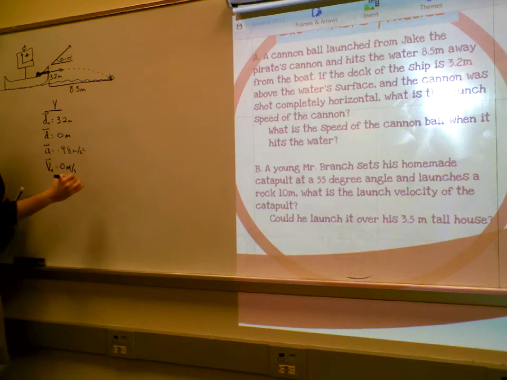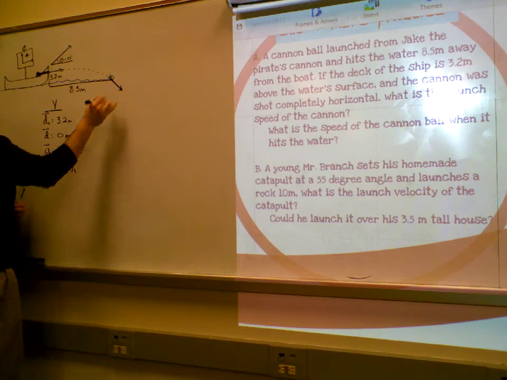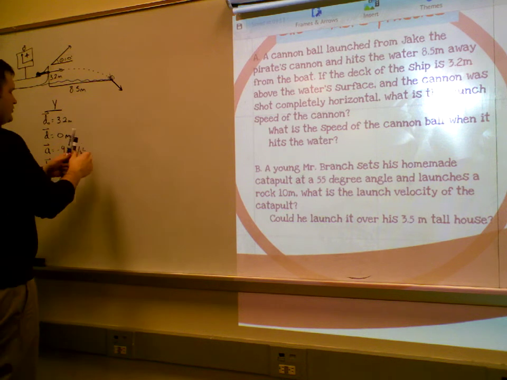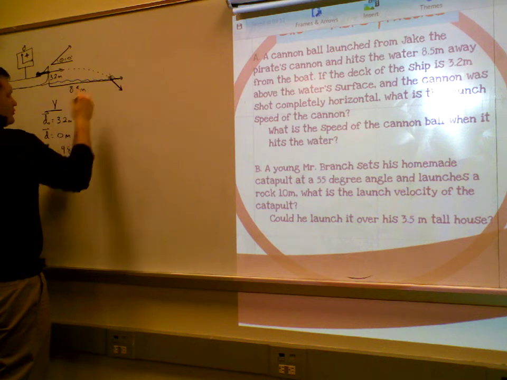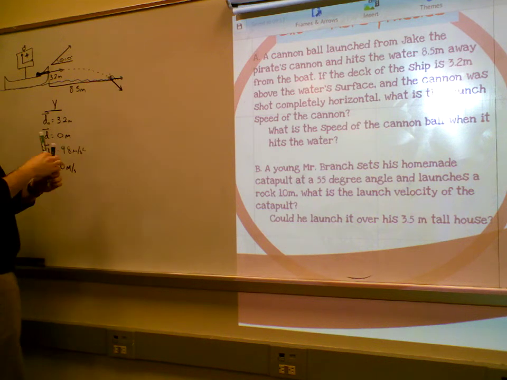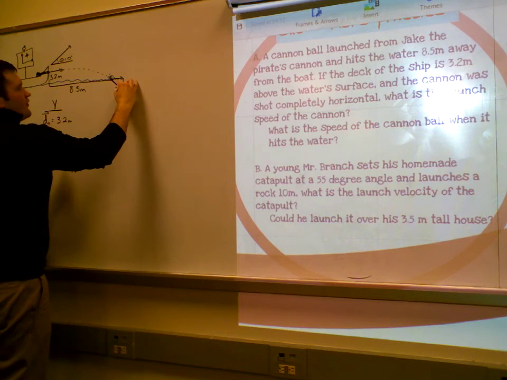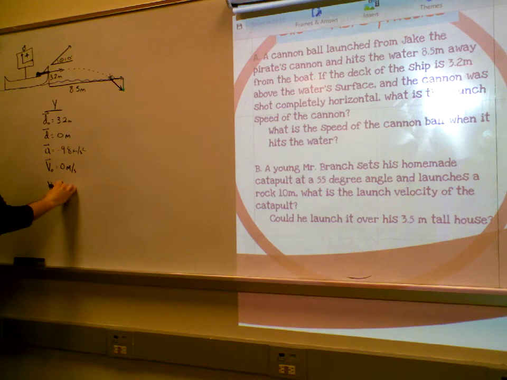Now, the moment before the cannonball hits the water, the cannonball is going to be traveling at this angle. Will there be a y component of this velocity? Yes. If I look, we could have this be the x component, and the y component would be this right here. So is our v final in the y direction 0? No. Do we know that v final? No, we do not.